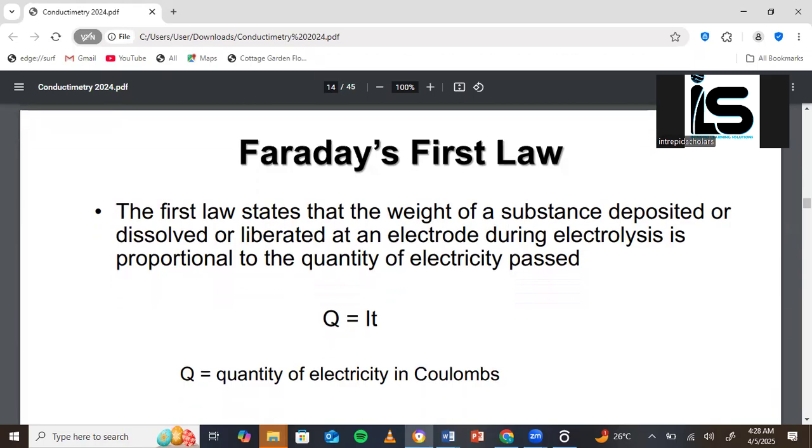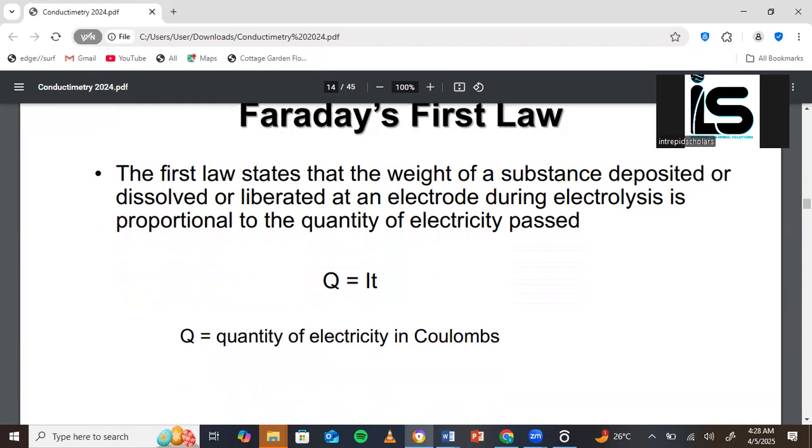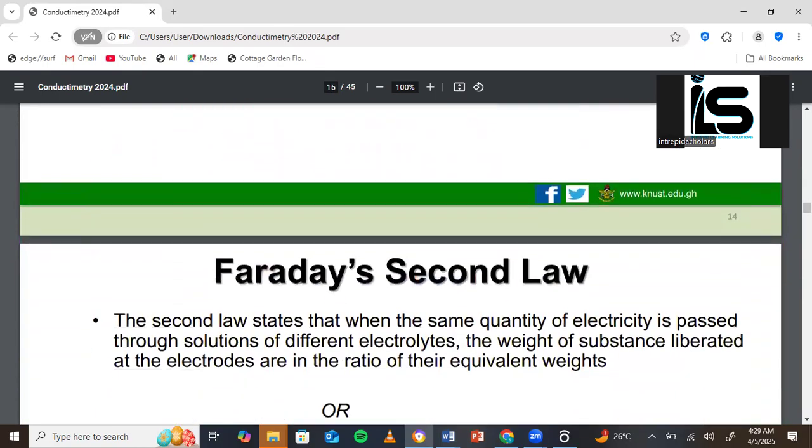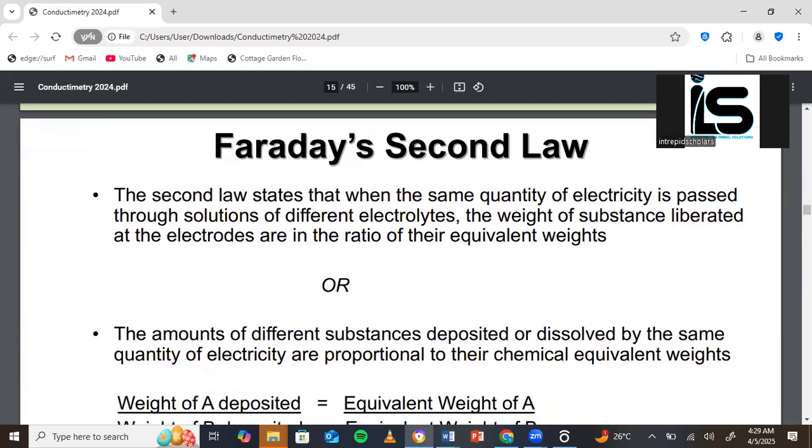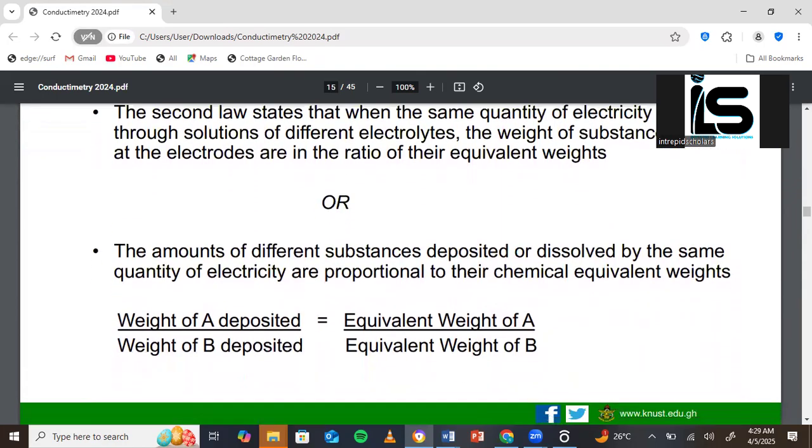The first law says that the weight of substance deposited or dissolved or liberated at the electrode during electrolysis is proportional to the quantity of electricity passed through. In mathematical terms, we say Q is equal to IT. The Q is for the quantity of electricity in coulomb, the I is current, and the T is time, right? Now, the second Faraday law, which we would solve questions on, states that when the same quantity of electricity is passed through solutions of different electrolytes, the weights of substance liberated at the electrodes are in ratio of their equivalent weights.